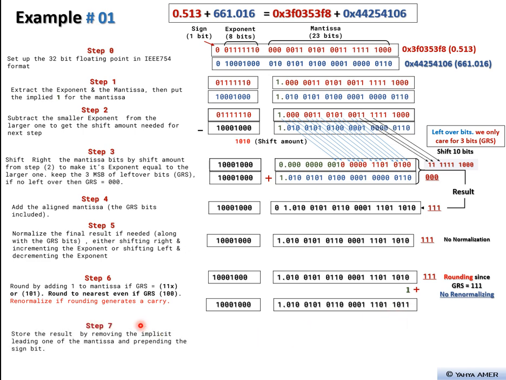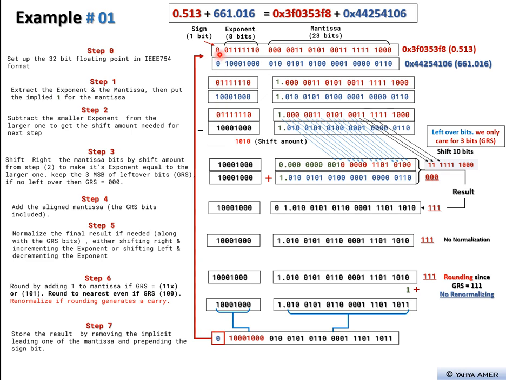Okay. This is the final step. We're wrapping up the final result by putting this mantissa right here in the mantissa part, and then the exponent in here, and then we put the sign of the final result, which is in this case 0. But how did we get 0? Because both of them are zeros. They are not negative, they are positive numbers. So the final result is going to be positive.